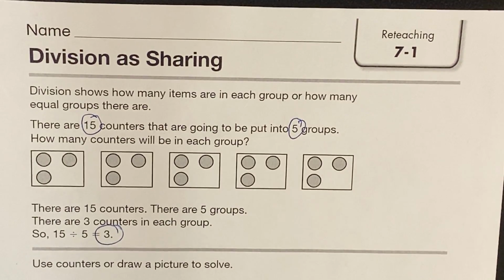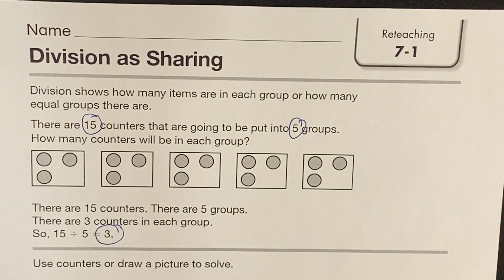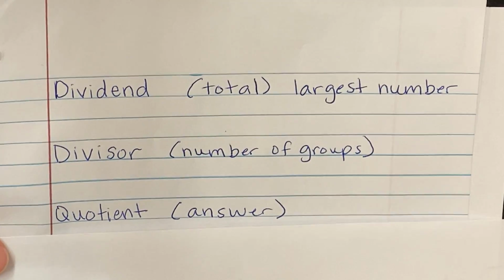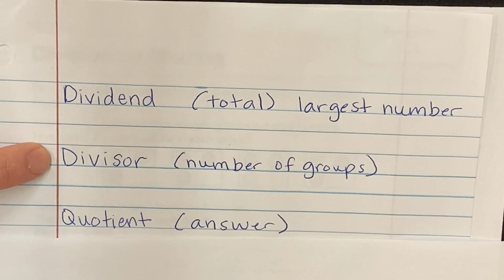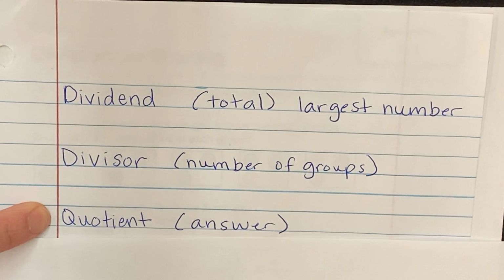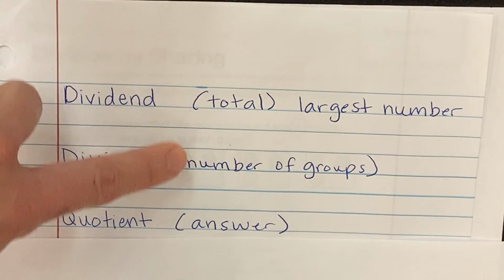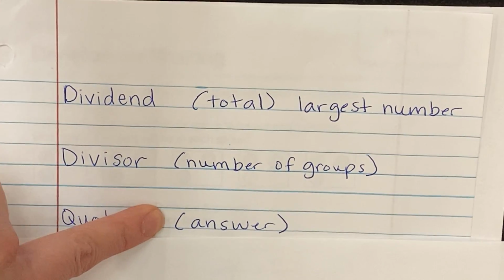You should be on Reteaching 7-1, Division as Sharing. Before we start the worksheet, I do want to show you 3 important words that you need to know when dividing. Dividend, divisor, and quotient. Those may sound like big words, and they are, but they're really just fancy schmancy words for the total, the number of groups, and the answer.